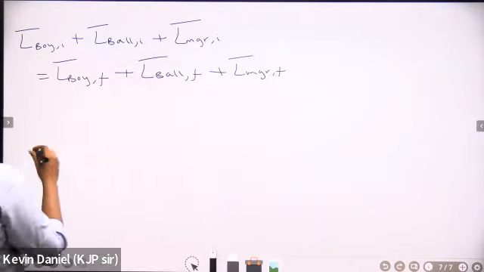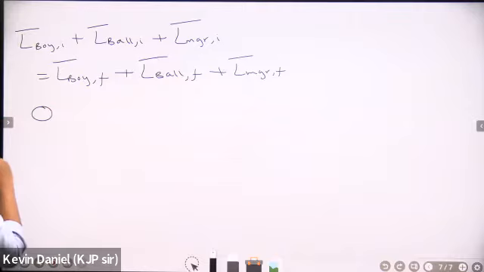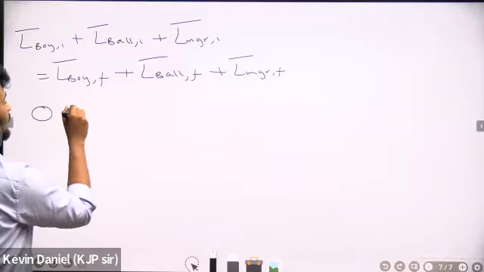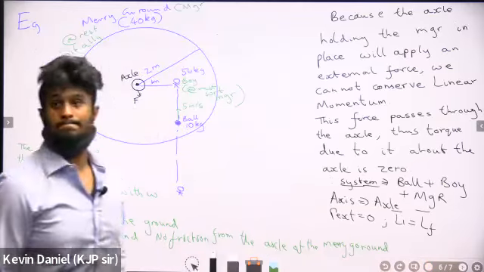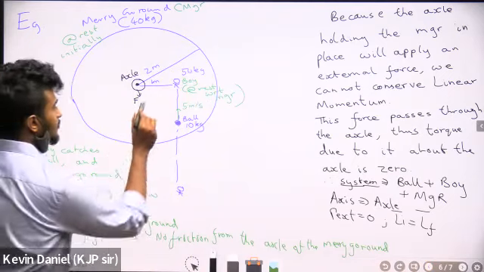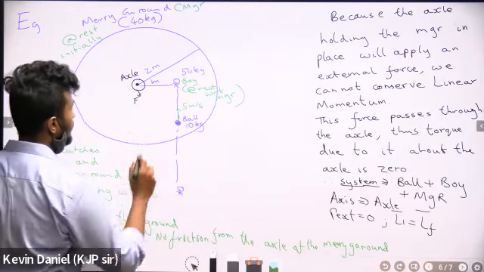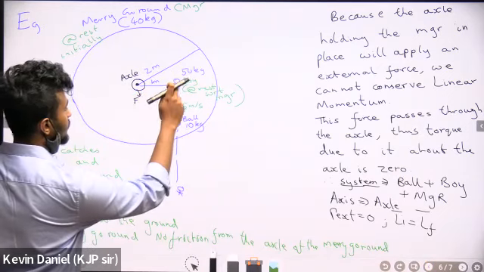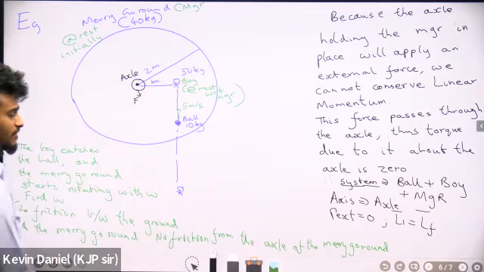अच्छा, अब boy का initial angular momentum was 0 क्योंकि घूम नहीं रहा है. Ball का initial angular momentum क्या आएगा? 50. Very nice. So R perpendicular, that's 1 meter. R perpendicular into ball ka mass 10 into velocity. Perfect. 50. Okay.